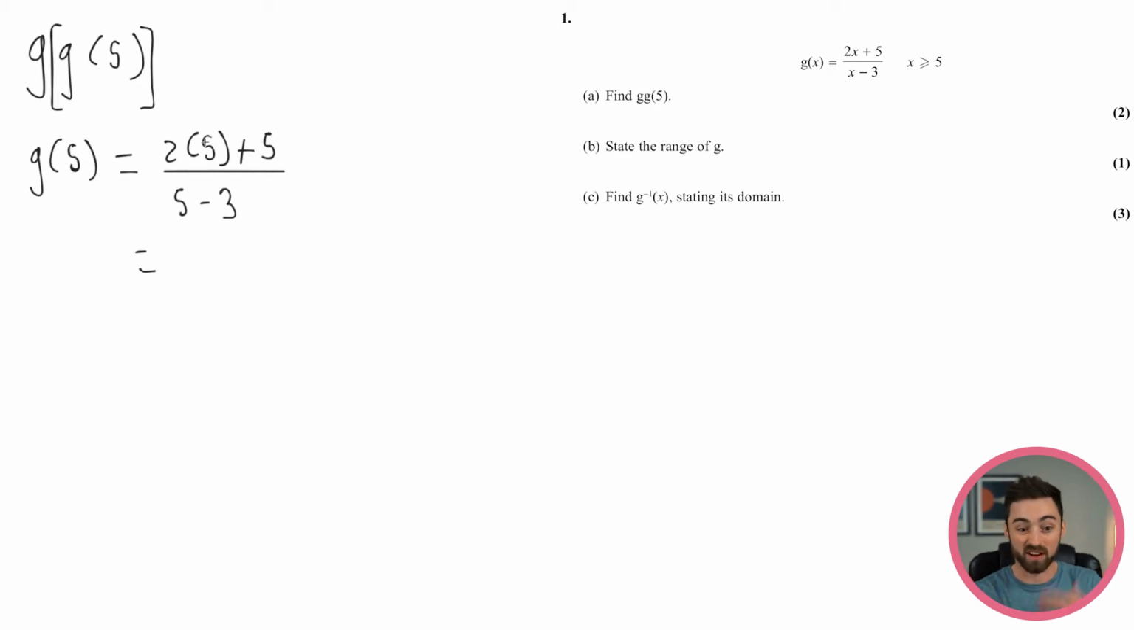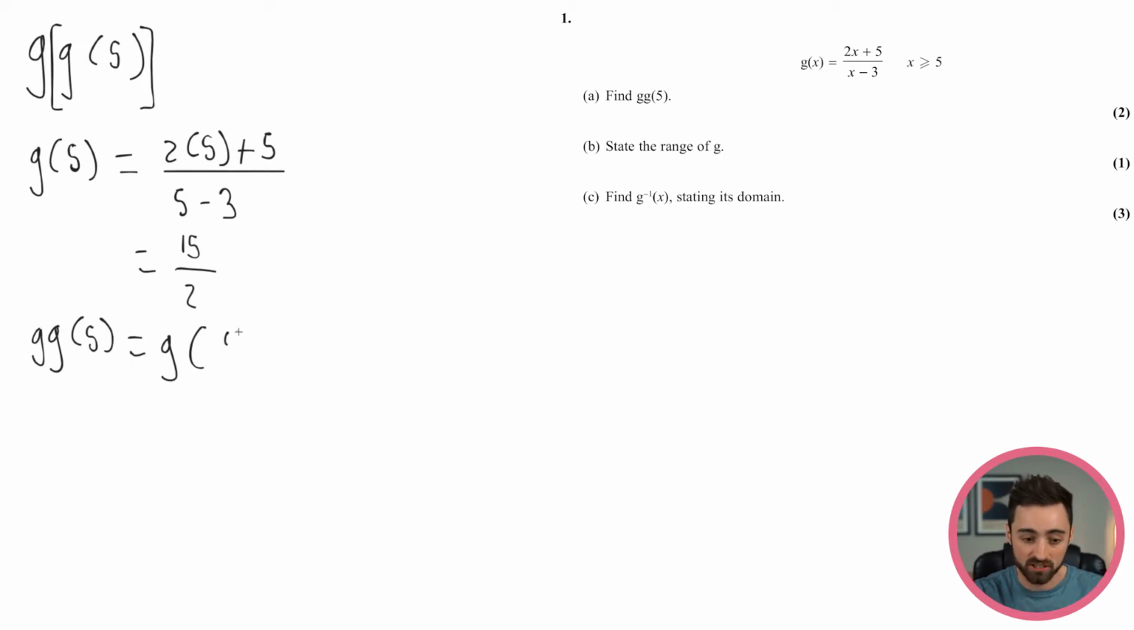Okay, so 2 times 5 is 10. Add another 5, that's 15. So that's going to be 15 on the top. 5 minus 3 is 2 on the bottom. So what I can now do is say that g of 5 is therefore g of 15 over 2. So at this point, it's just normal, isn't it? Now we just do it again. We sub in x as 15 over 2, and we get our answer.